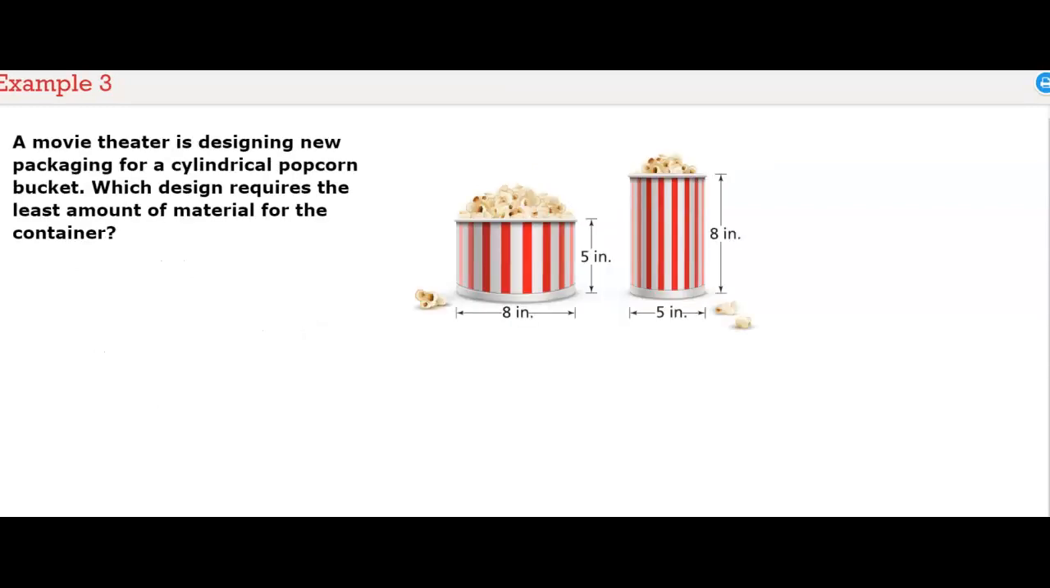A movie theater is designing new packaging for a cylindrical popcorn bucket. Which design requires the least amount of material for the container?